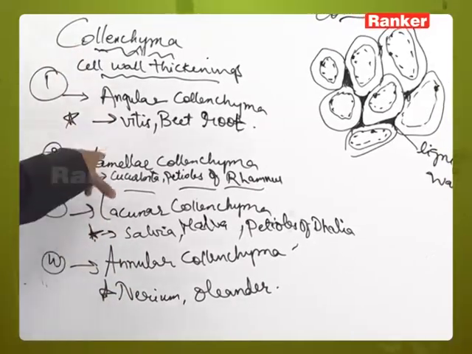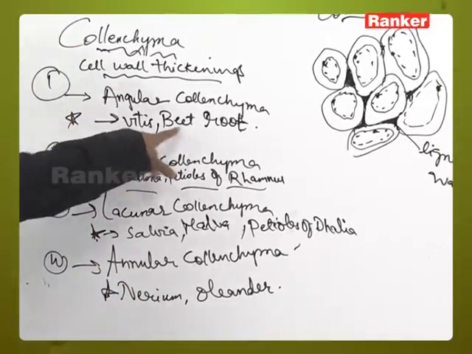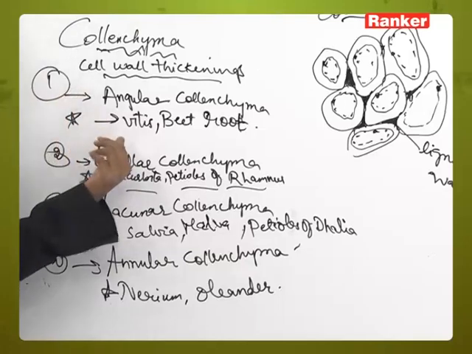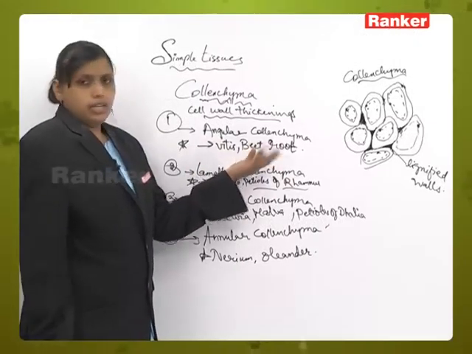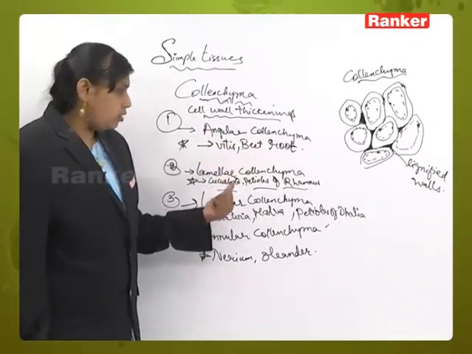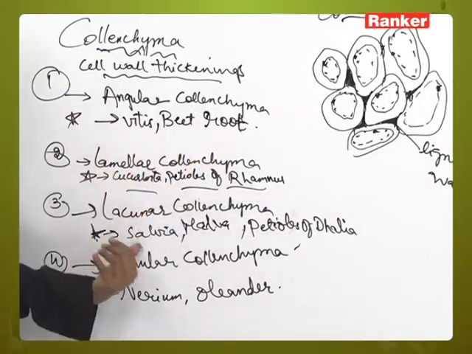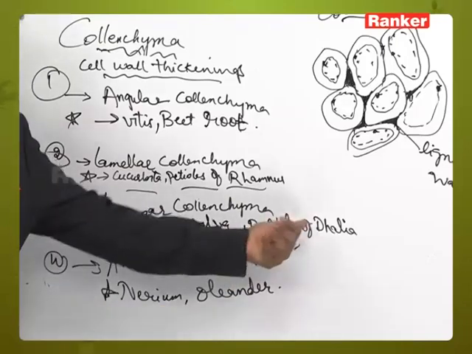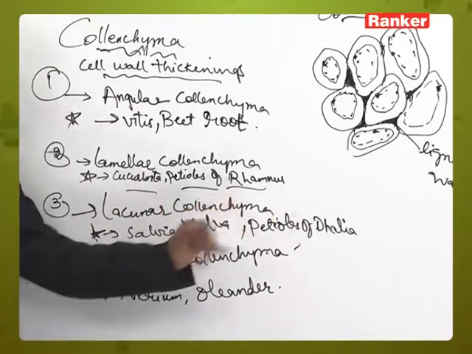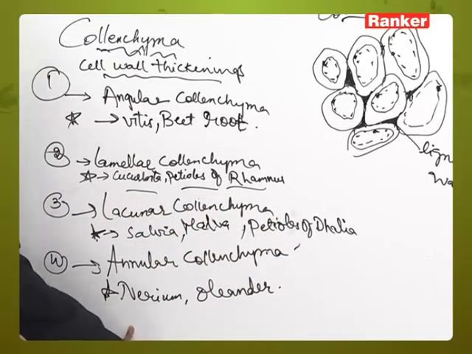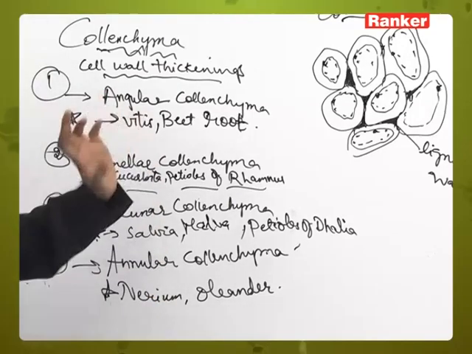The examples are very important here. Angular is Vitis, beetroot. You will get a question like, beetroot exhibits what type of Collenchyma? Angular. Next, cucurbita is an example of dash type of Collenchyma. Next, salvia, malva or petiole of dahlia are examples of which type of Collenchyma? Next, nerium shows which type of Collenchyma on the basis of cell wall thickenings?